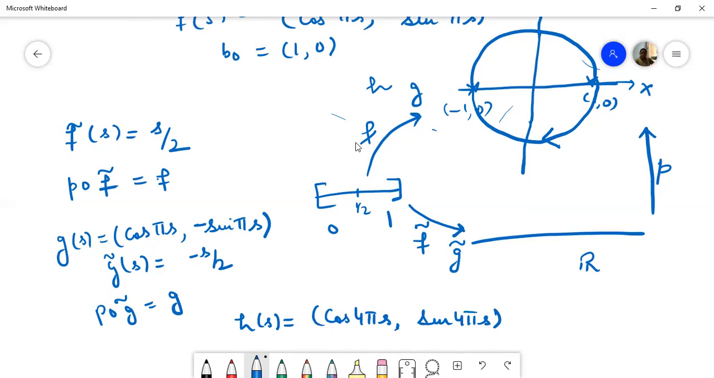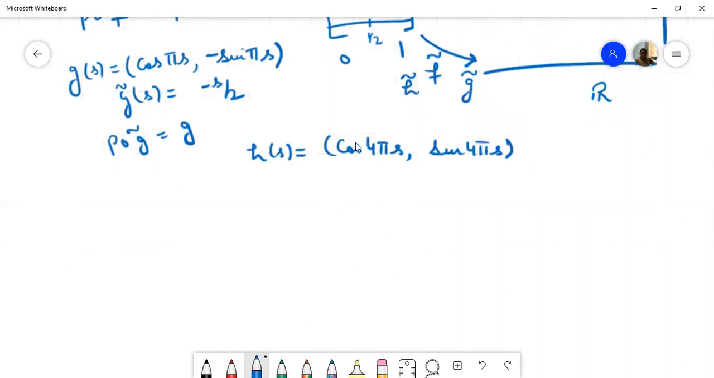So now we have to define a mapping H curl from the closed interval [0, 1] to R, which makes the triangle commutative. That means this H curl should be the lifting of H. What should be the mapping H curl in this case? If we define H curl of s to be 2s, this path H curl is a path in R, which starts at 0 and ends at 2.